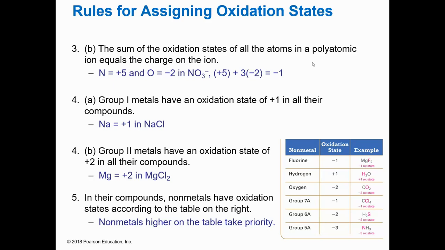Rule 4 is that all group 1 metals keep their charge and all group 2 metals keep their charge. And this is an always situation. All right, number 5 is in order of, like it's a hierarchy, okay? So nonmetals that are higher on this table over here are going to take priority. But the main thing you need to remember is hydrogen is usually +1. Oxygen is usually -2. And then all the halogens, group 6A and group 5A, usually keep their charge unless there's an oxygen or a hydrogen to take priority.